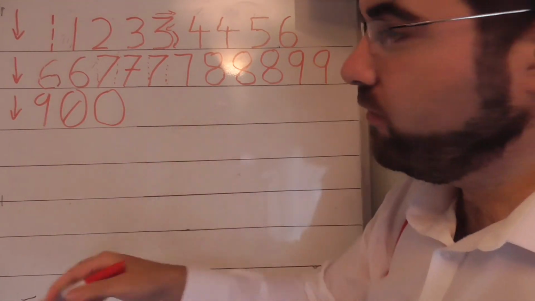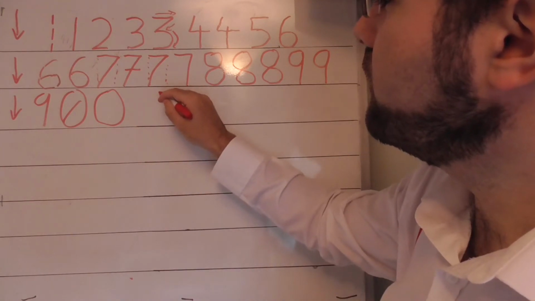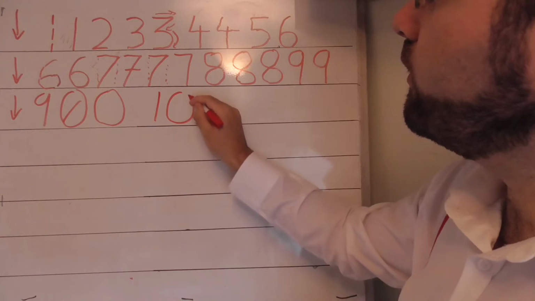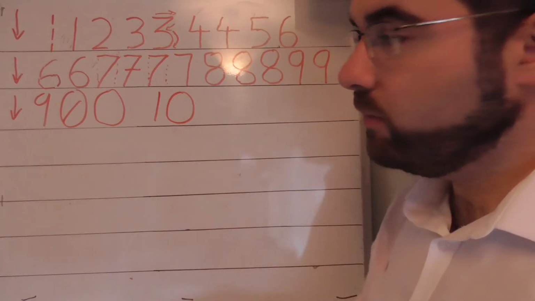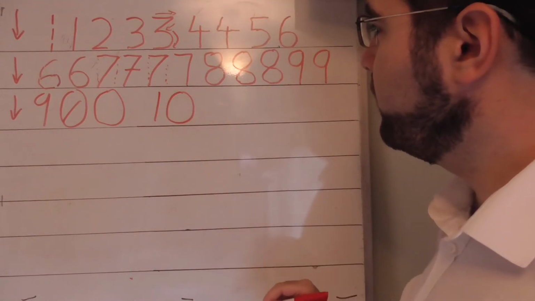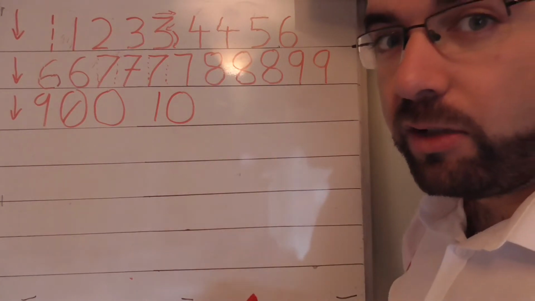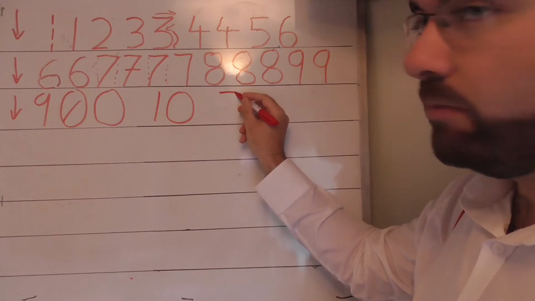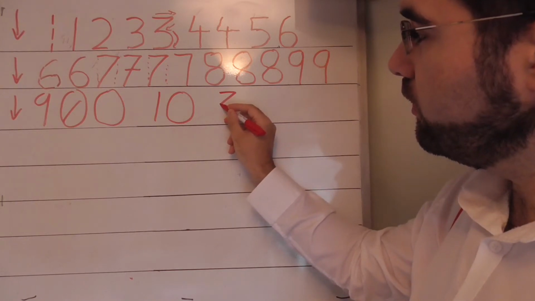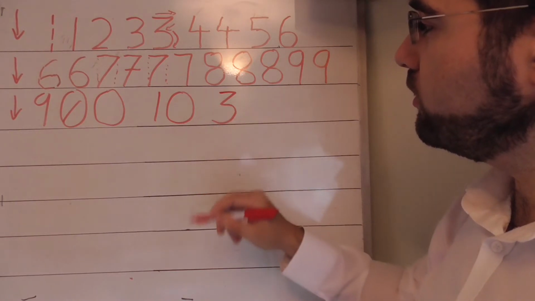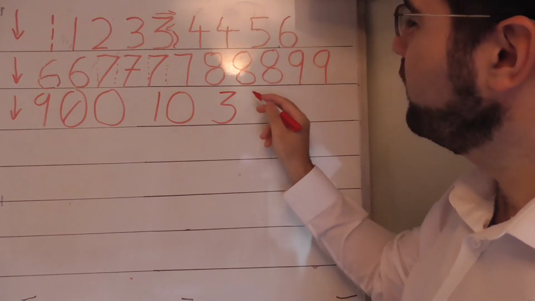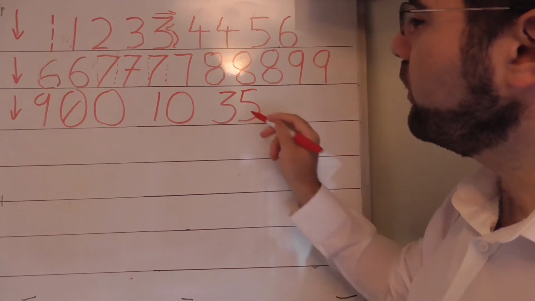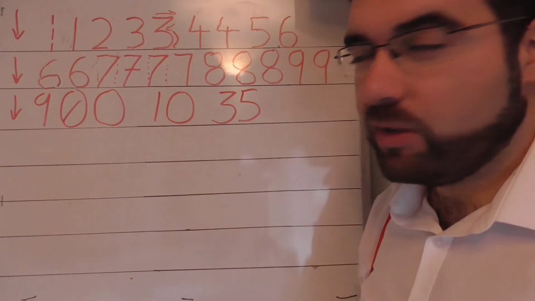So let's have 10, for example. 10, this is 1 and 0. Starting at the top, going down, 1 and 0. Then let's try 35. Keeping them all together. 3 across. Nice swish. Very nice. And 5. Very good. 35. Very good.